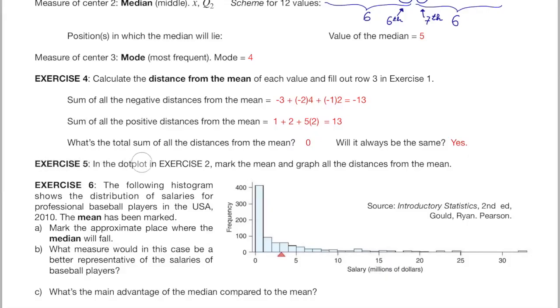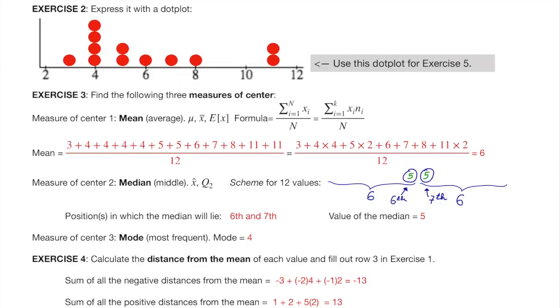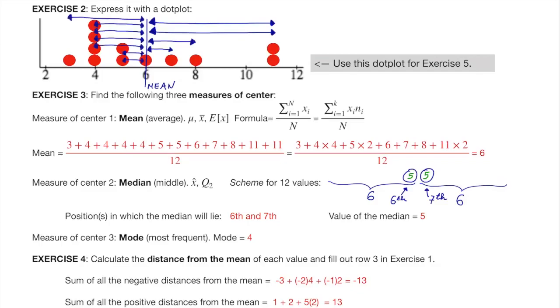Exercise 5. In the dot plot in exercise 2, mark the mean and graph all the distances from the mean. The mean is here. These are the positive distances. These are the negative distances. Again, the positive ones will cancel exactly the negative ones.